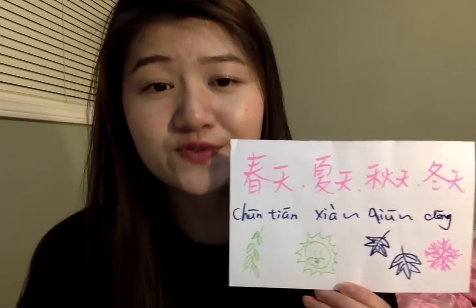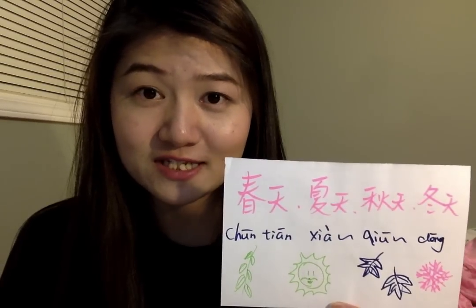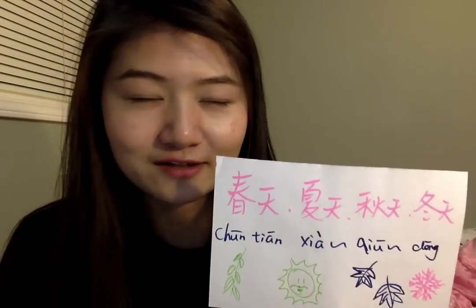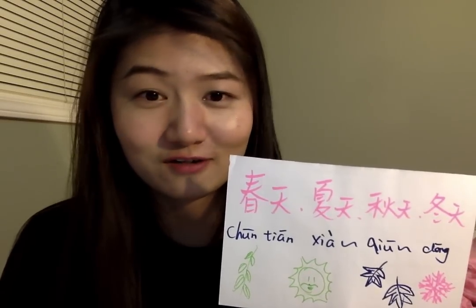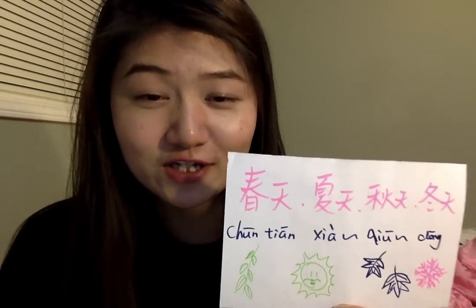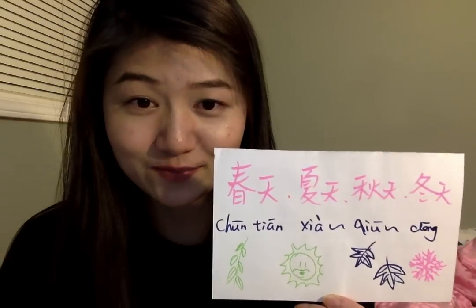So the first one is 春天, 春天 means spring. Okay, spring. Even now it's spring, but it's still cold, I think. It's still winter because in Canada there are like 8 months of winter and just 4 months of summer. There's no spring and no fall. Okay, so 春天, let's repeat 春天, perfect.